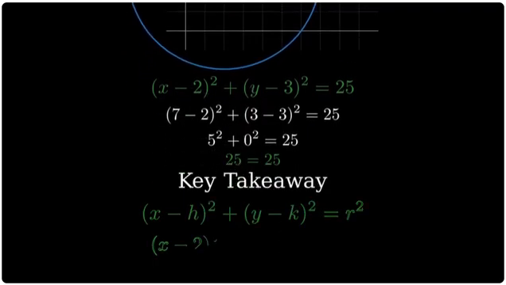Key idea: a circle is a locus of points of fixed distance r from a center h, k. The distance formula gives the square root of x minus h squared plus y minus k squared equals r. Squaring yields the standard form x minus h squared plus y minus k squared equals r squared. Our example with center 2, 3 and radius 5 produced x minus 2 squared plus y minus 3 squared equals 25.